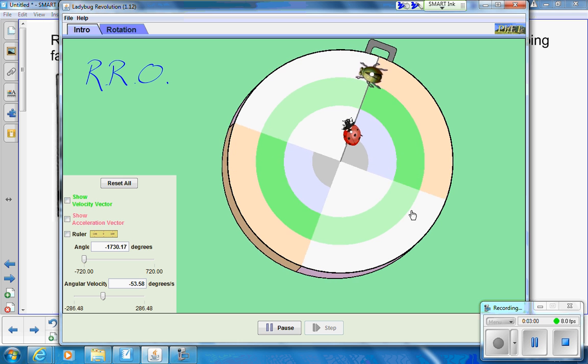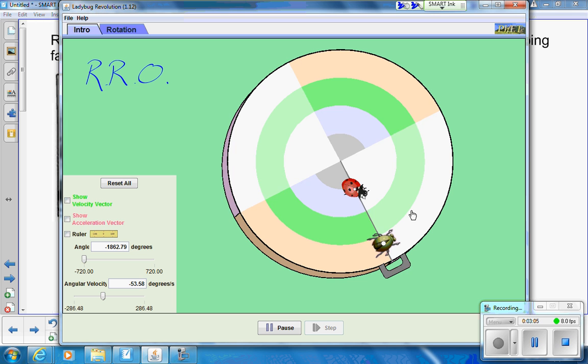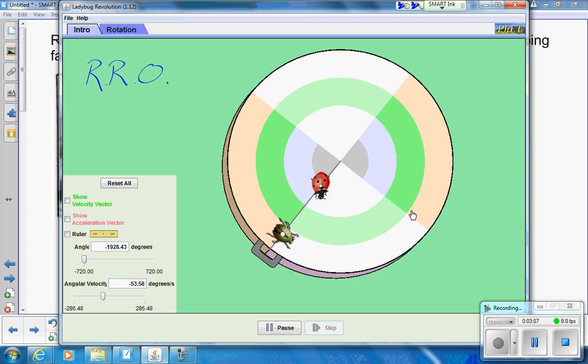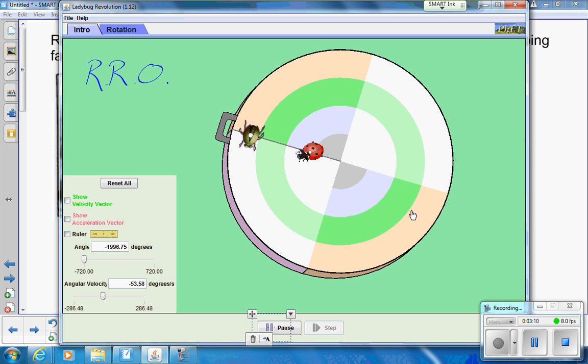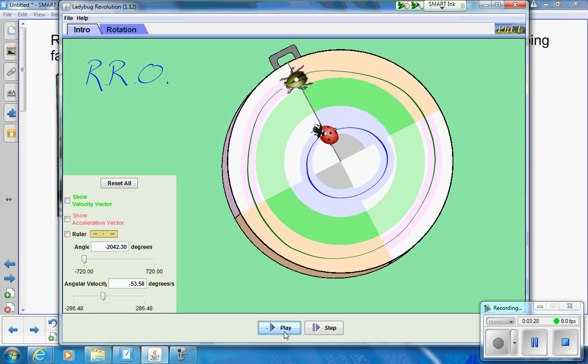But you might recognize that these 2 bugs are going at different numbers of meters per second. Let me pause this. There. The ladybug beetle goes around this size of a circle in the same amount of time that the green beetle goes around a circle this big, clearly covering more distance in the same amount of time. So the green beetle has a greater linear velocity than the ladybug beetle.